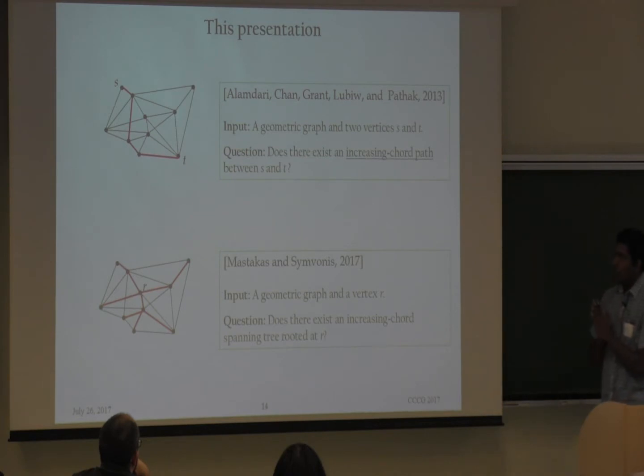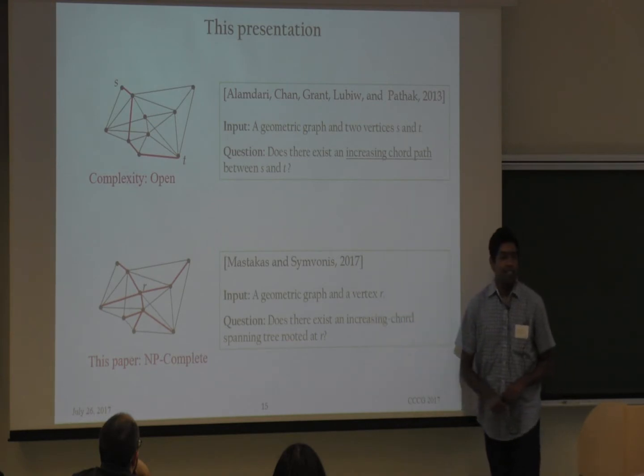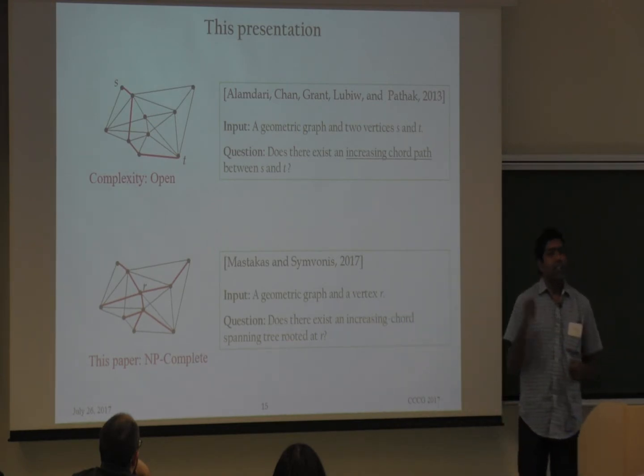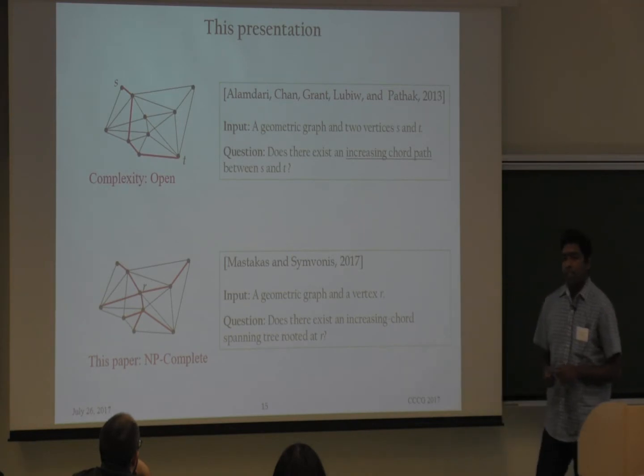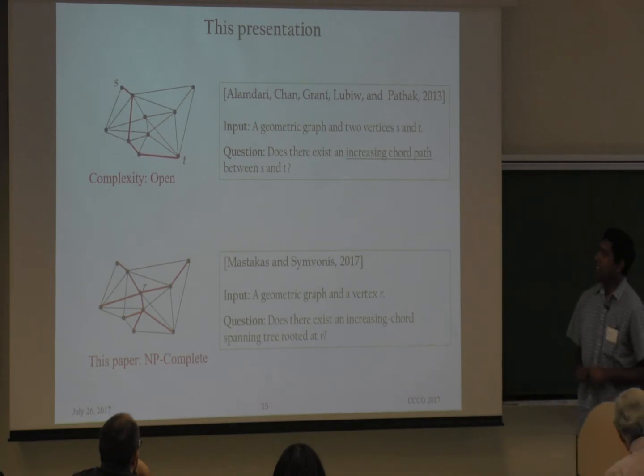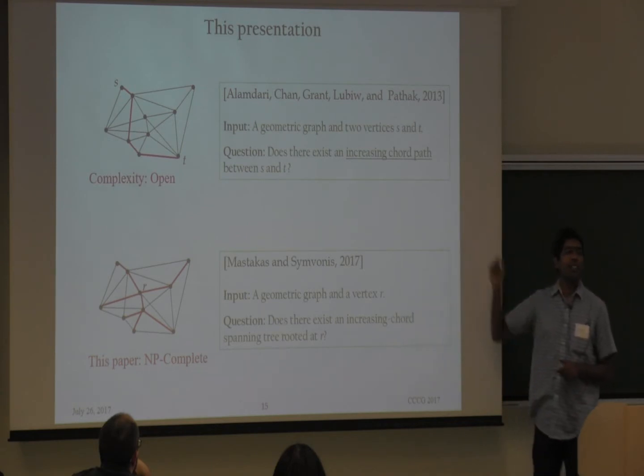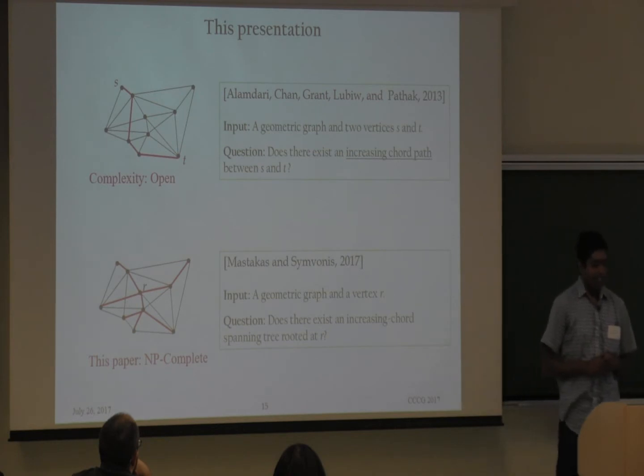Well, we show that the tree problem is NP complete. So, if you want to decide whether there is a rooted spanning tree with the increasing chord property, that is NP complete, but we could not show the path problem to be NP complete. I will tell you later why we couldn't and what ideas we had, but some of the ideas for trees would apply also to paths, and we will see that later. But first I want to show you a brief description of the NP hardness proof.